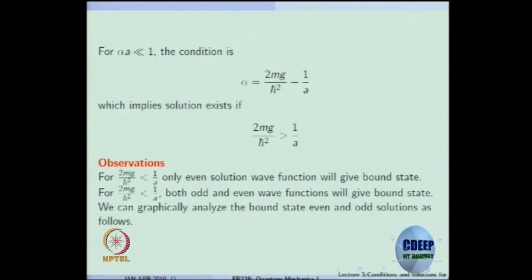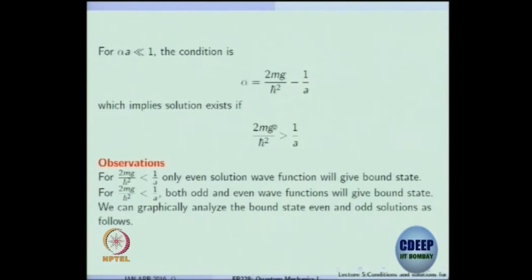Even solution energy was minus 2 mg by h cross 2. So, this is indicating that at low energies, the even solution, the ground state solution, will be even and it will be present, and at low energies, the odd solution may not be present if A does not satisfy this condition. This is all from math.